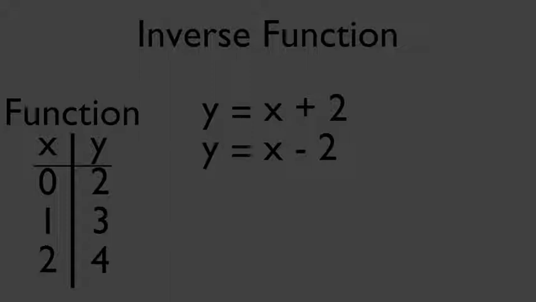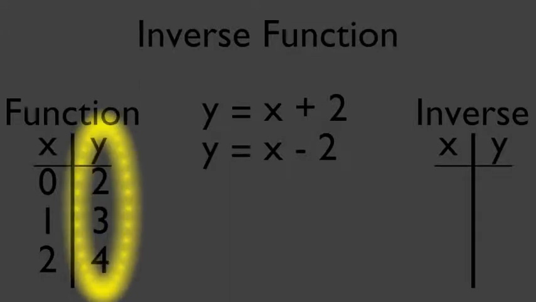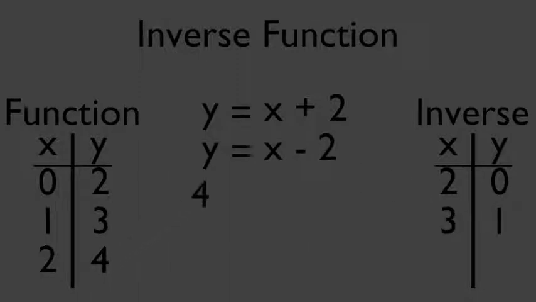And we'll go now make one for the inverse function. Now we'll use the output, the y values, and plug that in for our inputs, or our x. So we'll take the 2 and plug it in for the x. So 2 minus 2 is 0. And then we'll take the 3, plug that in for x. 3 minus 2 is 1. And then we'll take the 4 and plug that in. So 4 minus 2 is just 2.